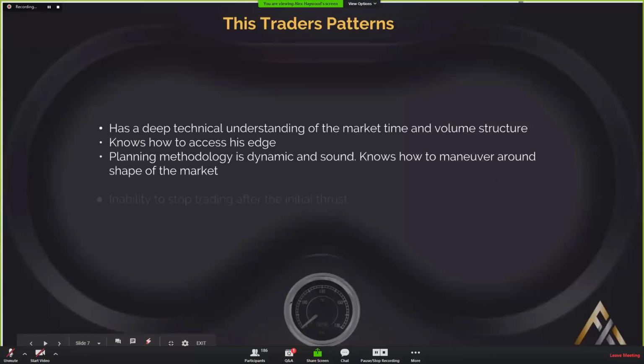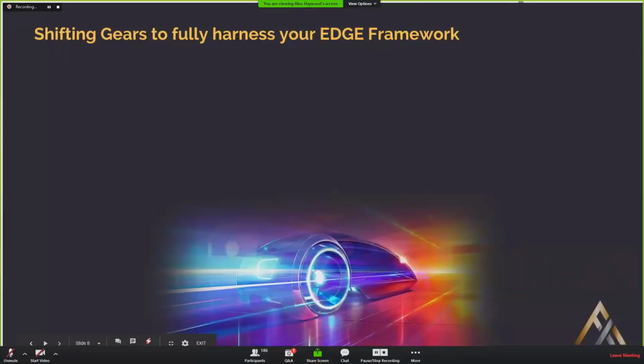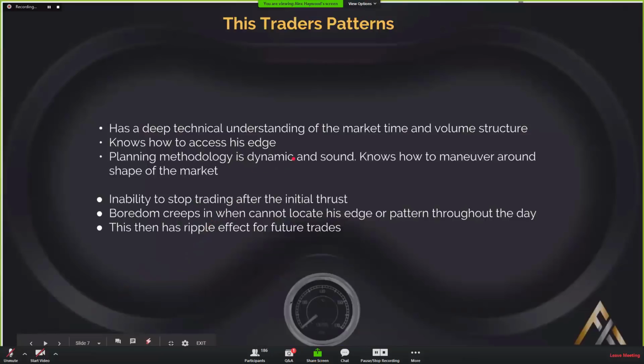Now, I'm just going to give you a bit of background about this trader. He's in one of our mentoring groups on the floor where they focus exclusively on the market and volume profile landscape, and then using the price ladder to execute their trades. He has a very deep understanding of the market and the time and volume structure. He knows how to access his edge, especially when he's fresh in the morning and has developed his plan for the day ahead after taking the overnight news. And he has a really strong methodology that's dynamic in time and knows how to maneuver around as the market dynamically shifts and the changing nature of the landscape.